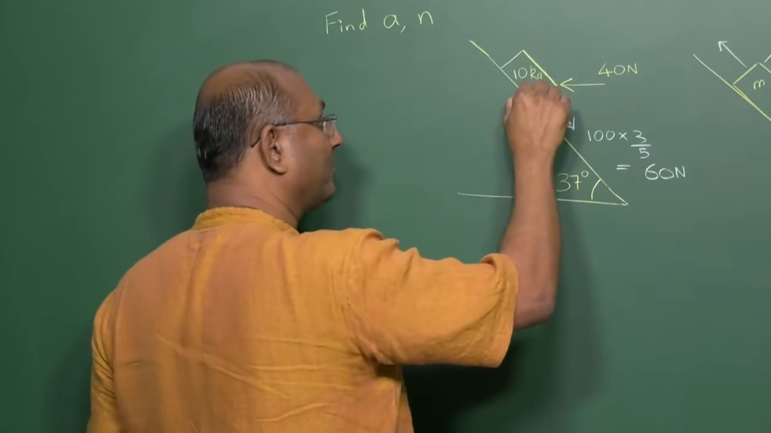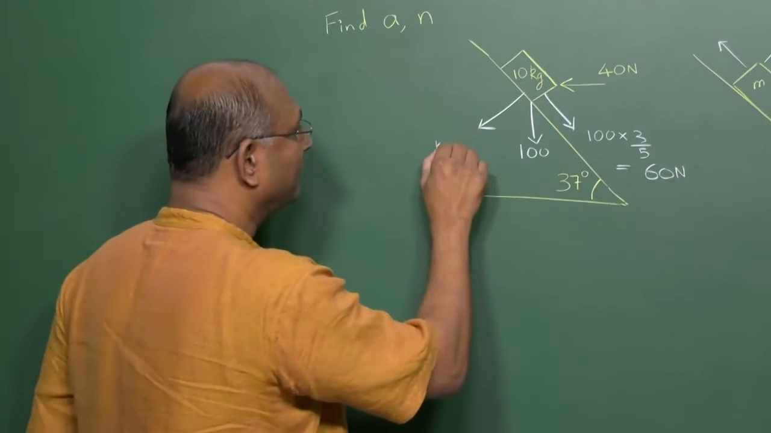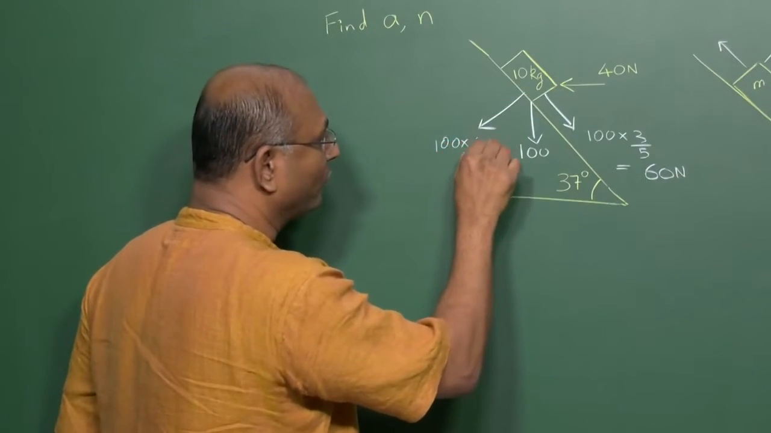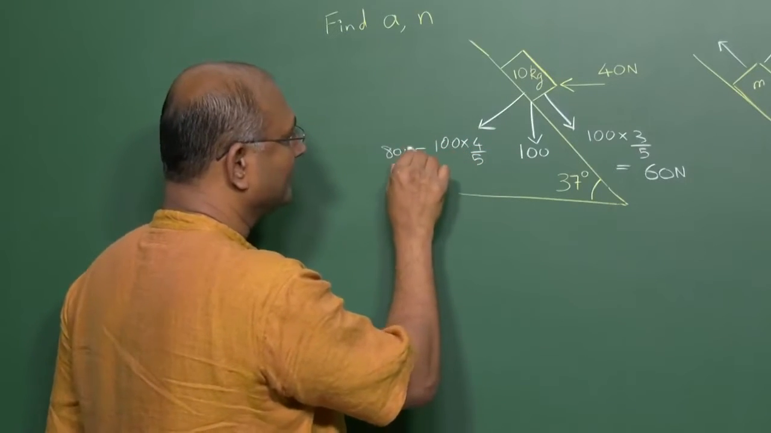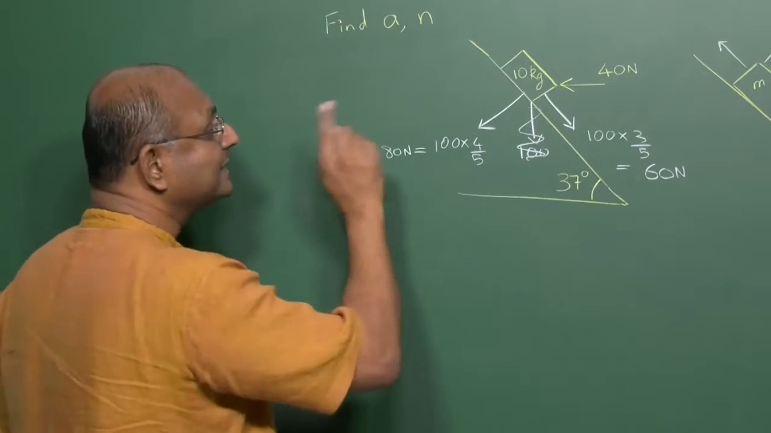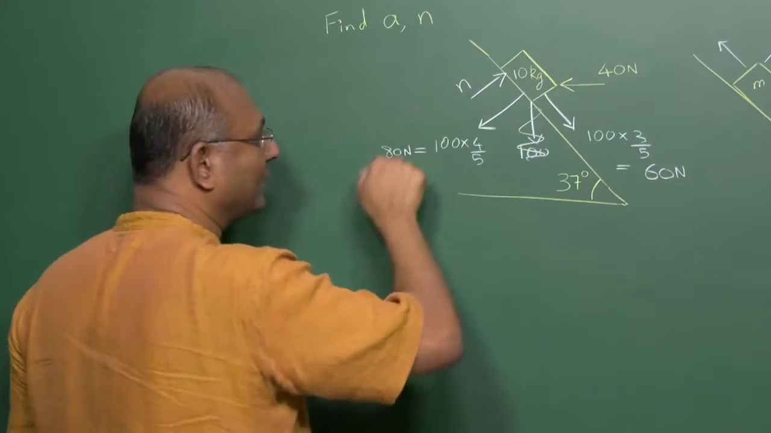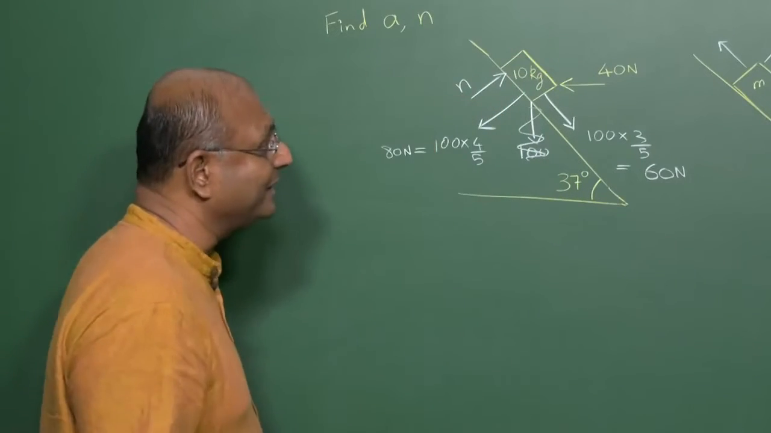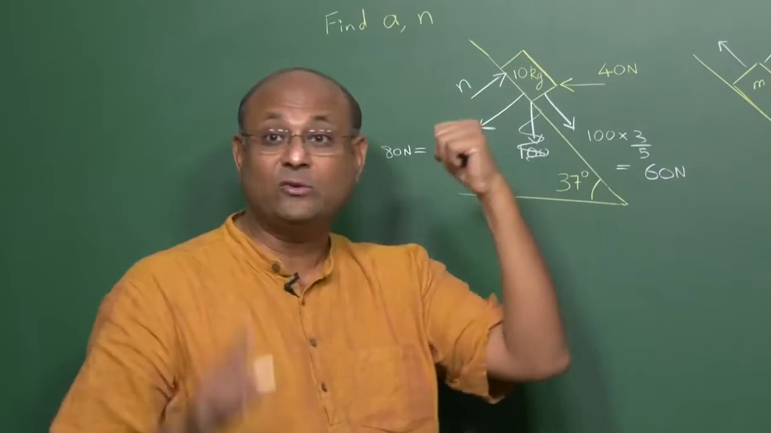And what about this component of the force? mg cos 37, which will be 100 into 4 by 5. And you can see that that is 80 newtons. I will get rid of this. Now there is an N, and don't assume N is equal to mg cos theta. It is not mg cos theta. Now I've got this force, this force, that force, and I've got a 40 newton force.